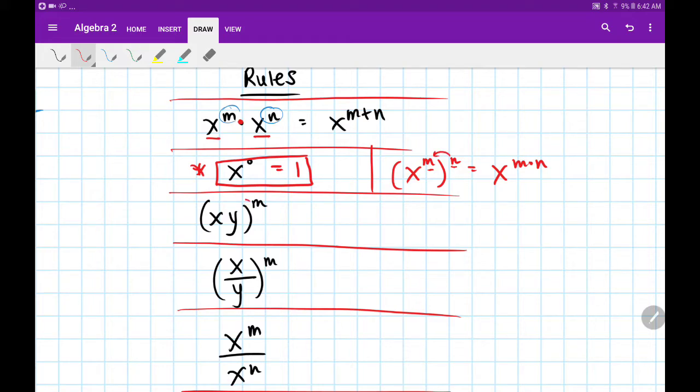And then the same goes here. If I have two factors, then every guy gets his own exponent. Again, it distributes in. And the same goes here. Whether things are being multiplied or whether they're being divided, everybody gets their exponent distributed to them.